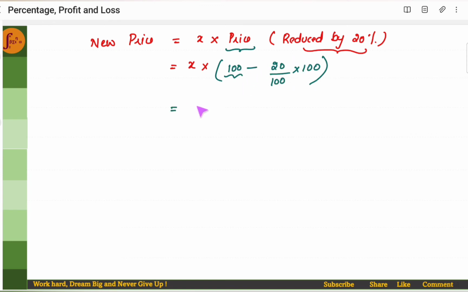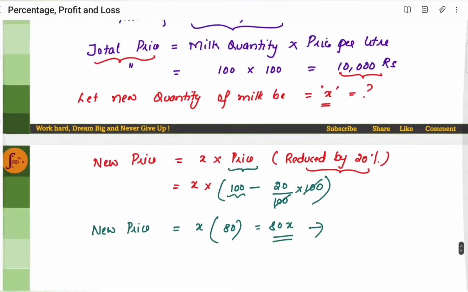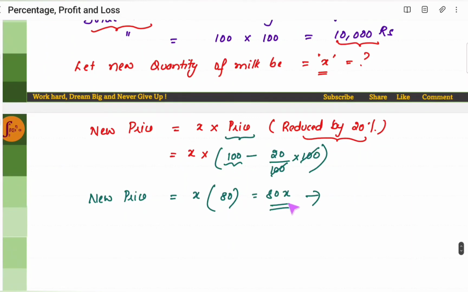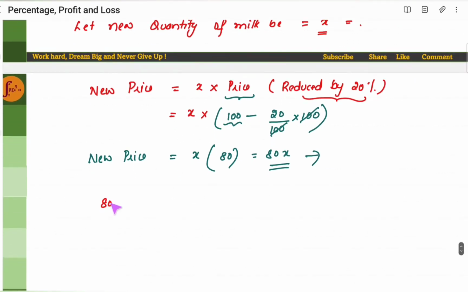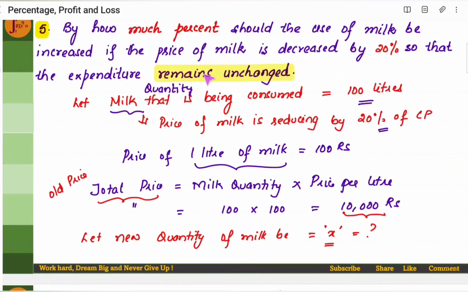So now this will become X into 100, and the 100 will be cancelled. So 100 minus 20, which is 80. So it will be 80x. So the new price is 80x. Obviously, it has to reduce, right? The old price was 10,000 rupees, the new price is 80x. Now, they want to keep the expenditure the same. The amount that you're spending should remain the same, which means 80x should be equal to 10,000 rupees. The new price should be the same as the old price because expenditure should remain unchanged.